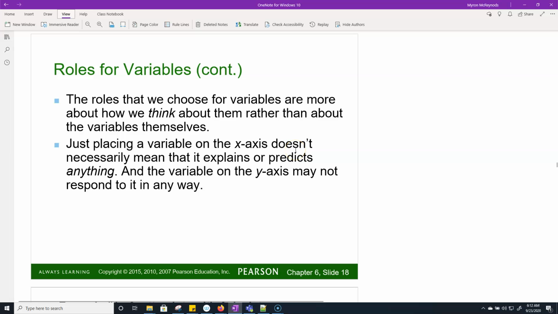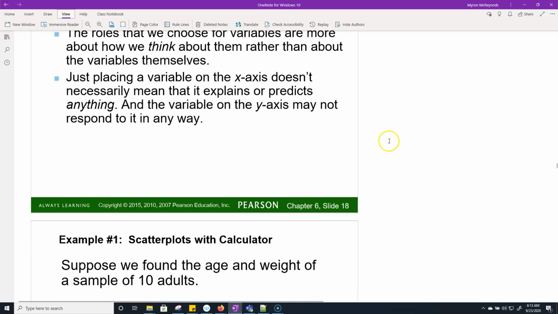The roles that we choose for variables are more about what we think about them rather than the variables themselves. Just placing a variable on the x-axis doesn't necessarily mean it explains or predicts anything, and the variable on the y-axis may not respond. They may not be causing each other. They may be associated, but one is not causing the other. We'll definitely catch on to that later. That's a big point in statistics.